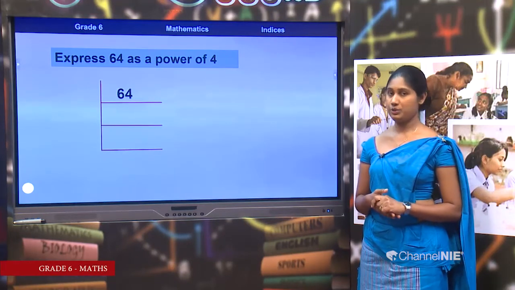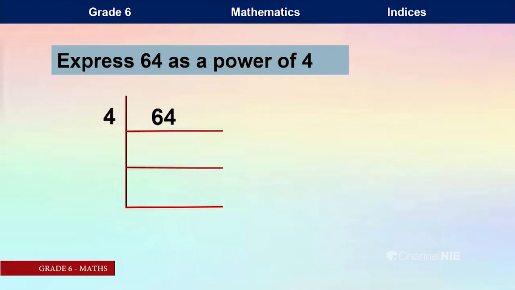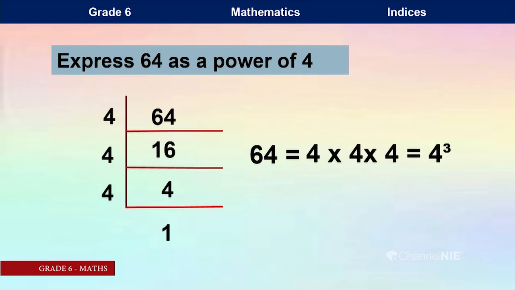64 divided by 4, what is the answer after dividing 64? That is 16. 16 again you have to divide by 4. After dividing it, that is 4. Then 4 you can divide again by 4, that is 1. Then we can write 64 equals 4 into 4 into 4, that you can write using index notation, that is 4 to the power 3.